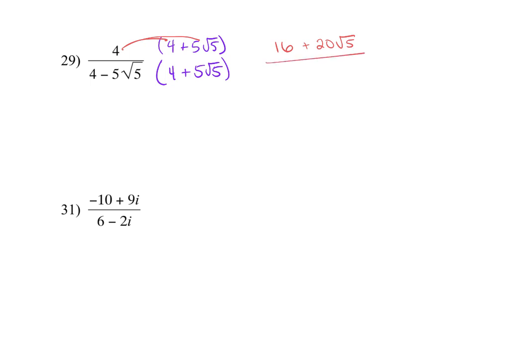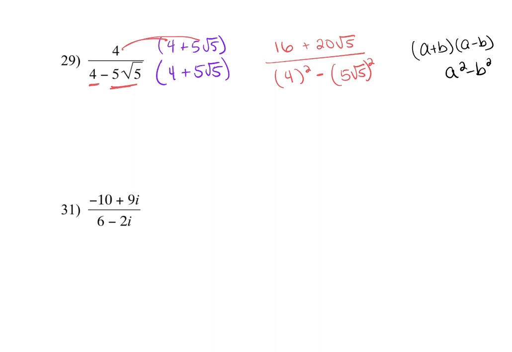On the bottom, anytime you multiply conjugates, remember this little shortcut here. Anytime you multiply conjugates, you can just take the first one squared. Well, that is just 4 squared. Minus the second one squared. That is 5 square root of 5 squared.